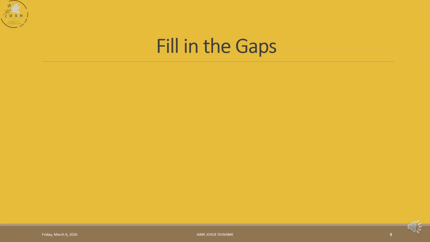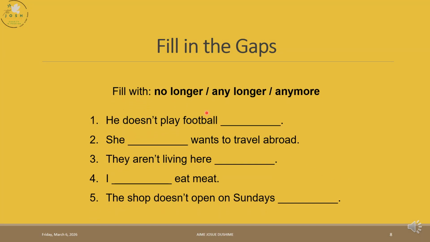So here you're going to fill in the gaps using no longer, any longer, anymore. Just choose the right one based on what we have learned. He doesn't play football dash dash. She dash dash wants to travel abroad. They aren't living here dash dash. I dash dash eat meat. The shop doesn't open on Sundays.